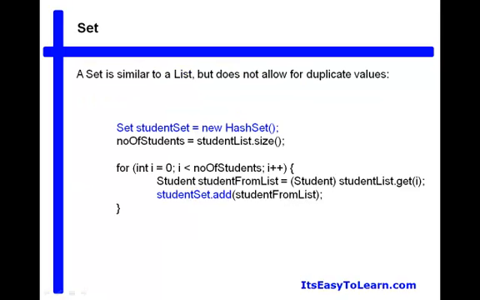A set is similar to a list, but the important distinction is it does not allow for duplicate values. We define a set like this: Set student set equal to new HashSet. The add method allows us to add elements to a set.